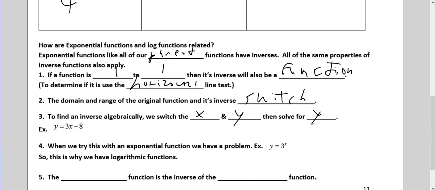Now, this was the last question on your previous unit test, and we've done it in the past. So you start off like this. You just switch the x and the y. And now we're going to solve for this y. How do we get that by itself? Well, first we add 8 to both sides, and then we divide by 3. So that's the inverse: x plus 8 over 3. Okay?